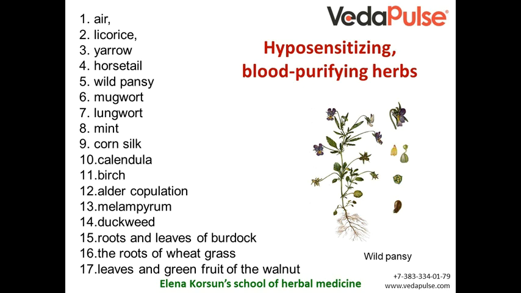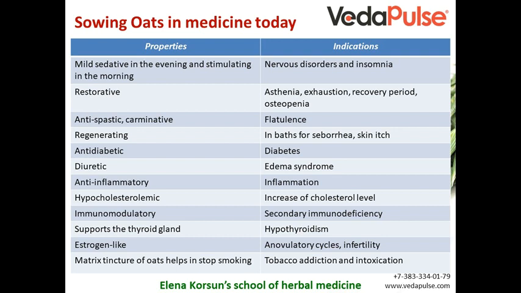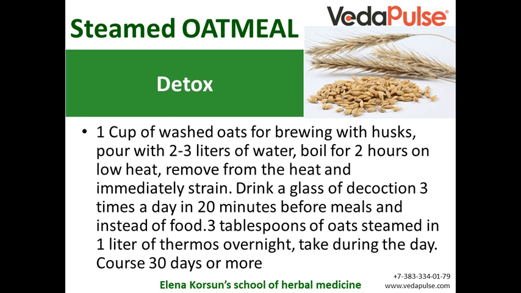For many centuries, many years, the Avena sativa was used as having many useful properties for cancer. You can see them listed in the slide. And also for patients undergoing chemotherapy and suffering from such side effects as vomiting, diarrhea, or for patients with severe types of cancer undergoing chemotherapy, we prescribe this special remedy, steamed oatmeal.